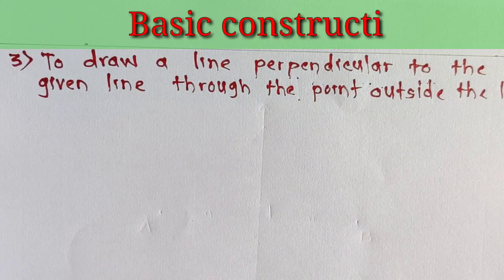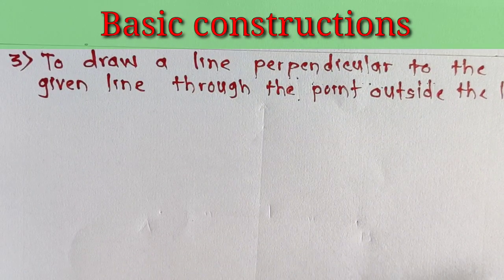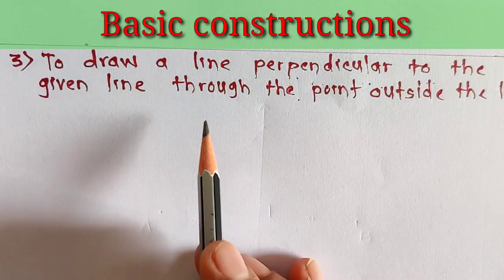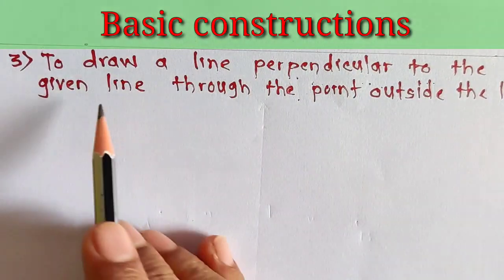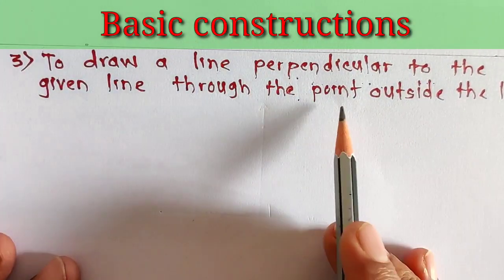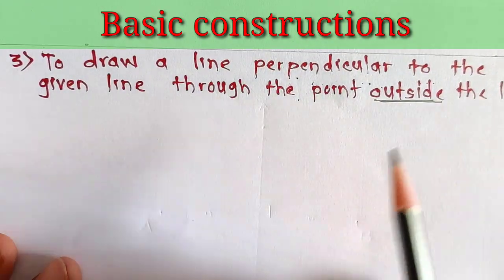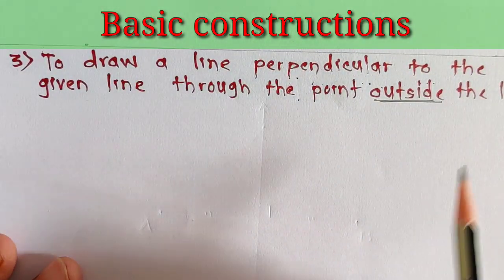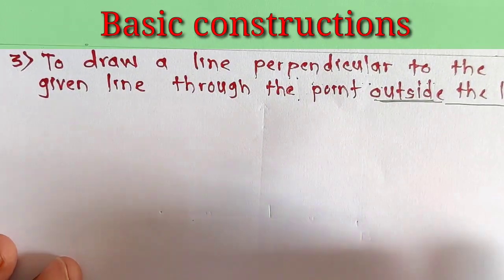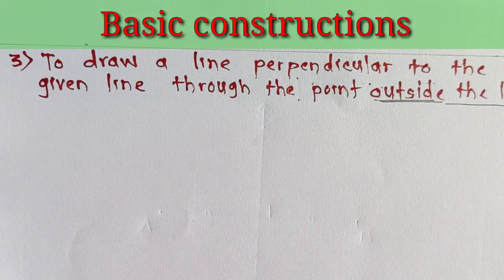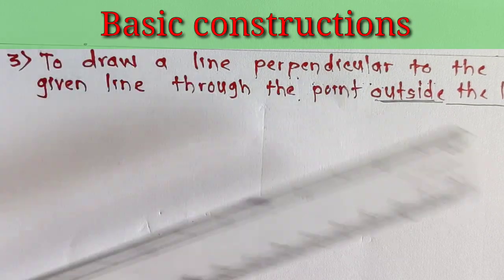Now the next basic construction is to draw a line perpendicular to the given line through the point outside the line. In the previous construction, the point P is on the line. Now that the point is outside the line, we have to draw the line perpendicular to the given line.